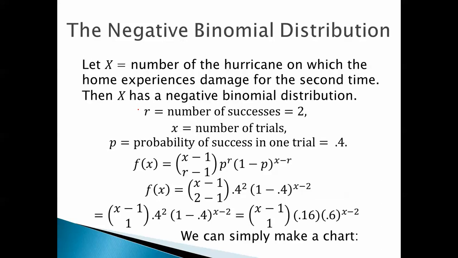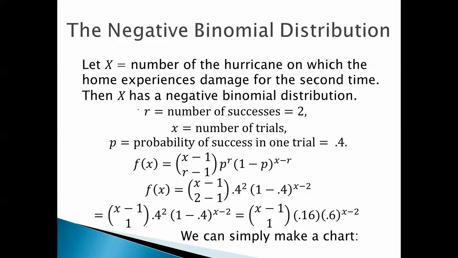Let x be the number of the hurricane on which the home experiences damage for the second time. Okay, now we're not talking about the first time, the second time. Then x must have a negative binomial distribution. R is the number of successes, that's 2. X is the number of trials. P is the probability of success on one trial, if indeed being struck by a hurricane is a success, and that would be 0.4.